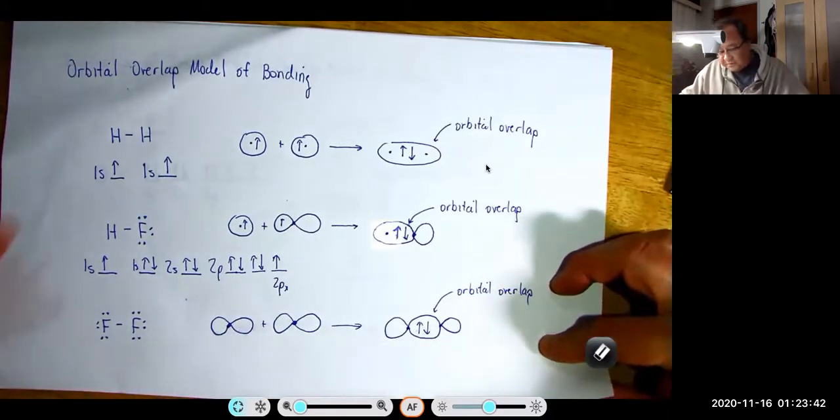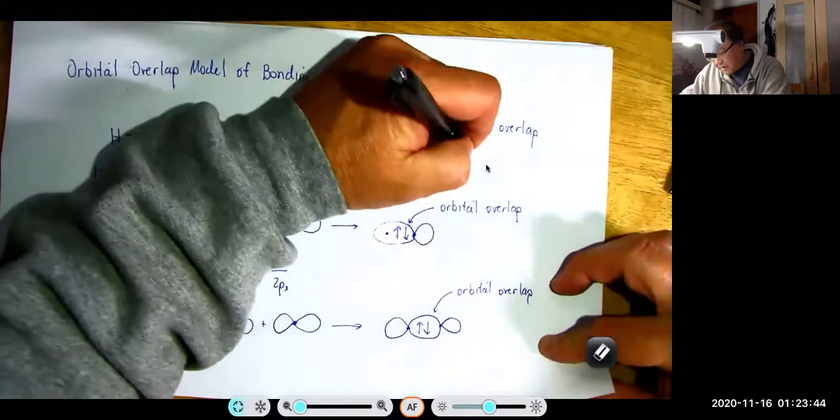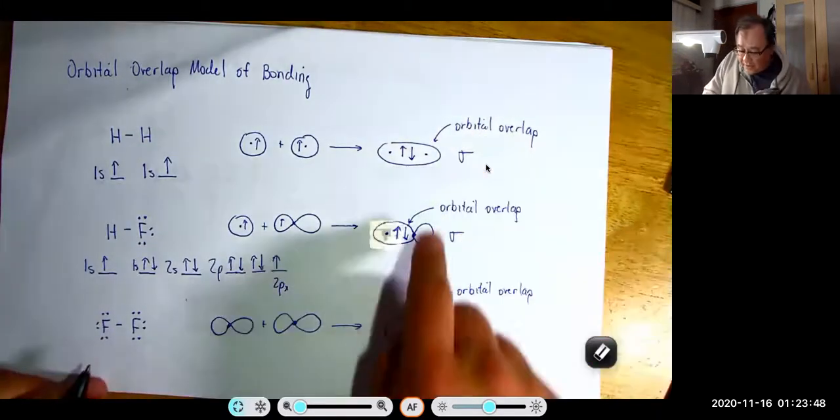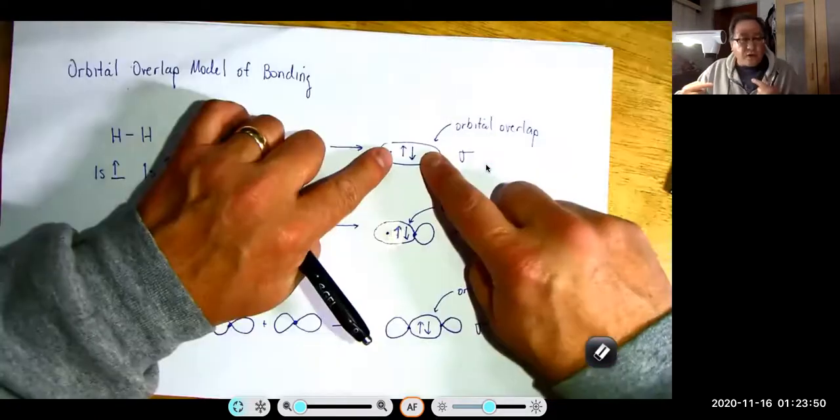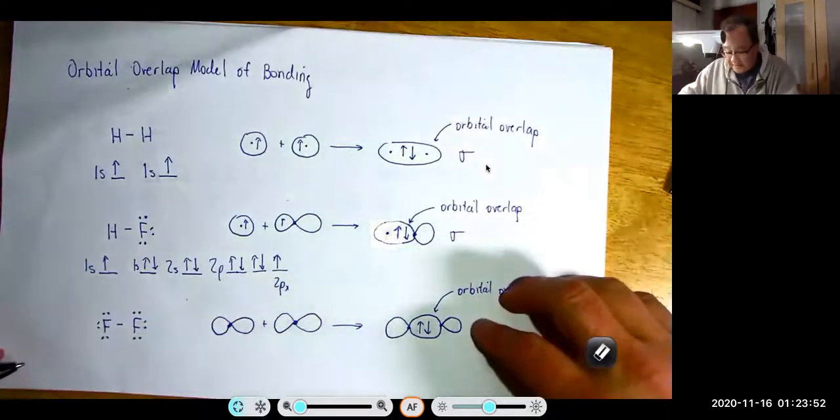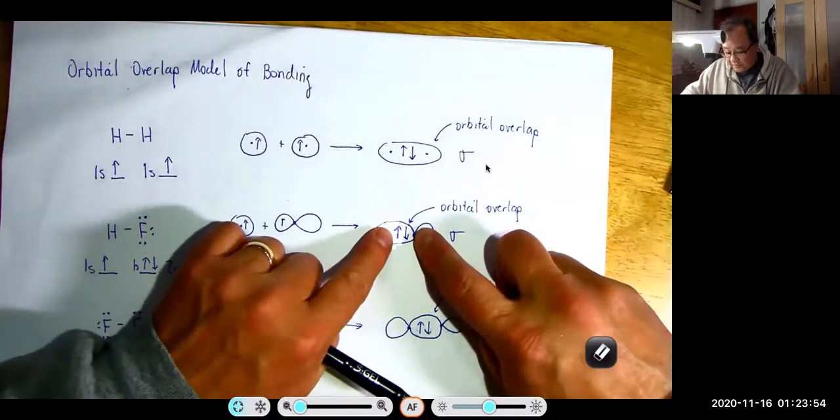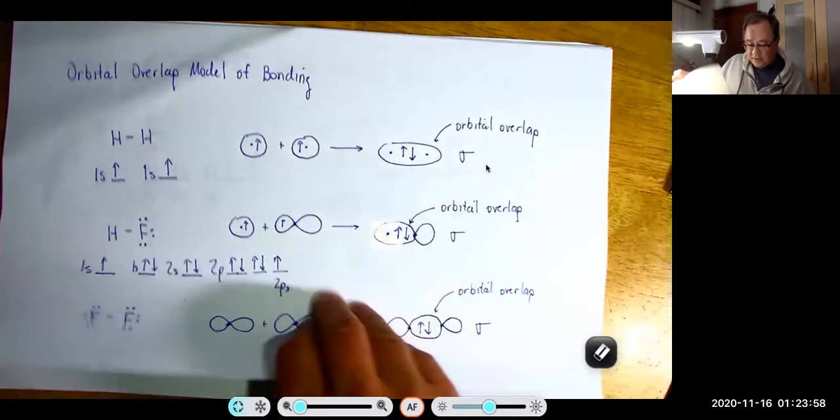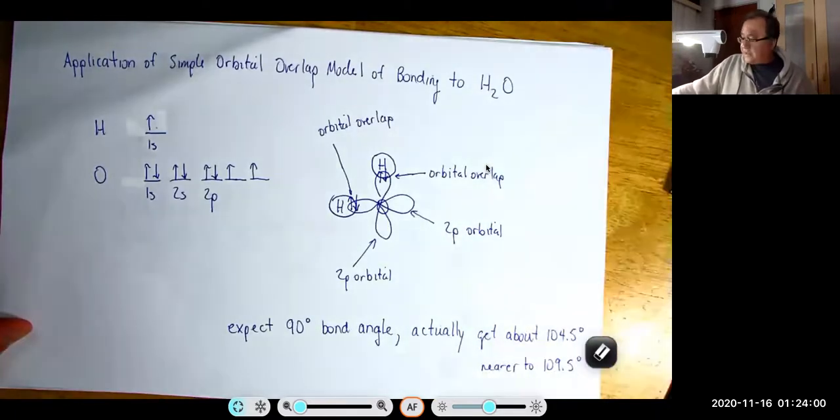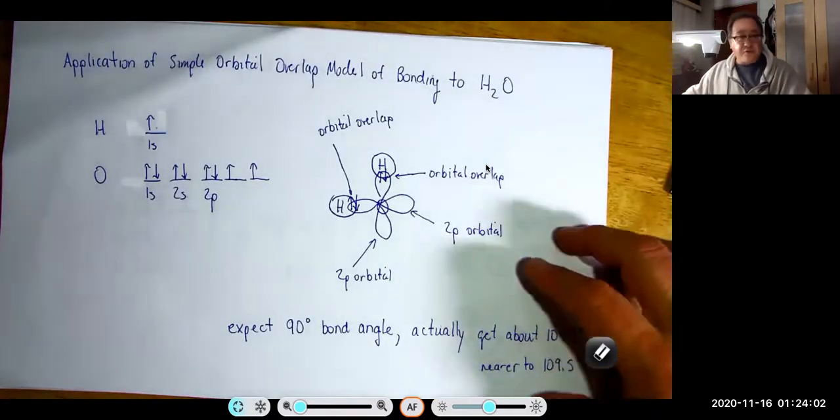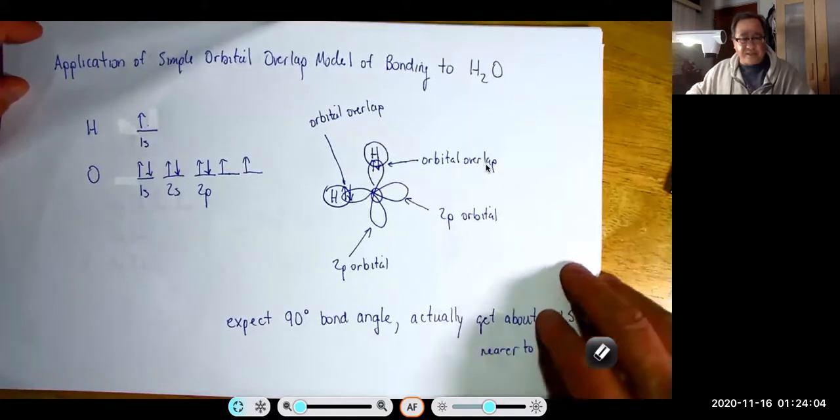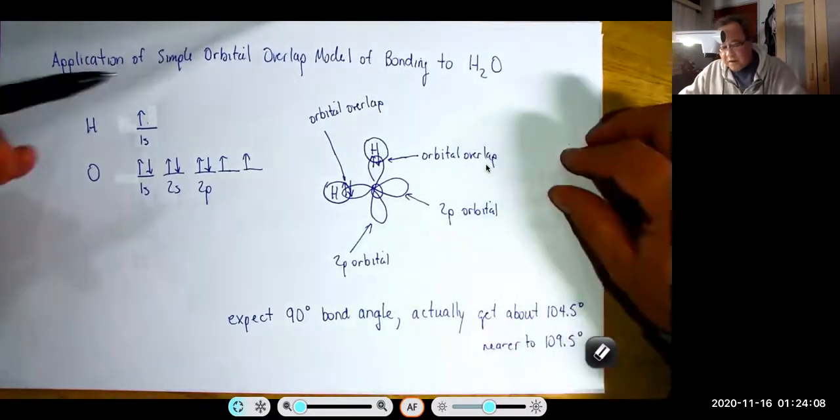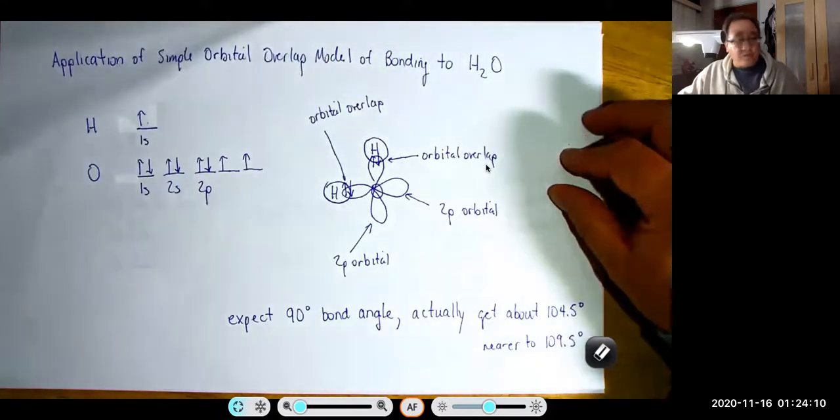Now, all of these bonds here are called sigma bonds. And they're called sigma bonds because the overlap occurs directly between the two nuclei. So what would be not directly between the two nuclei? Well, we can take a look at that in a bit. But first, let's look at the application of this idea here to a simple overlap model of bonding in H2O.